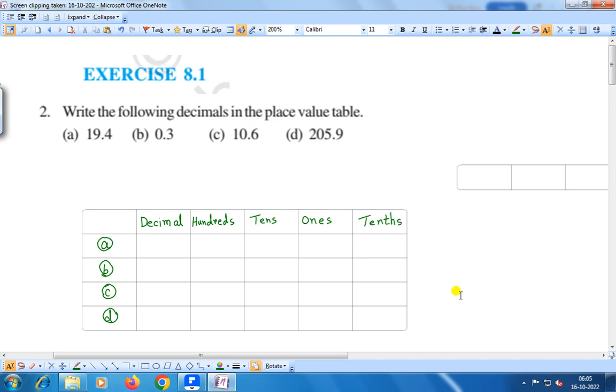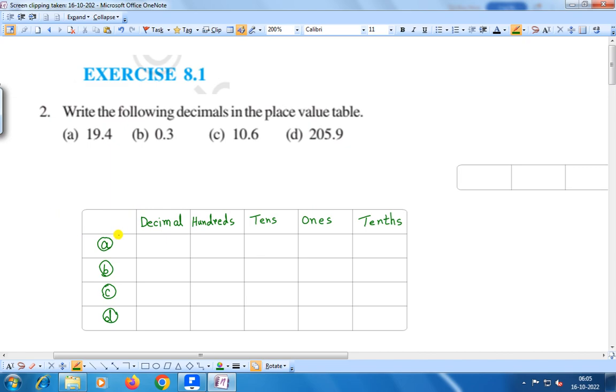Hello friends, today we shall discuss exercise 8.1 question number 2. Write the following decimals in the place value table. Here we have made a place value table. Here you see this is decimal, this is hundreds, tens, ones and this is tenths. Tenths means 1 by 10. Right? This is ones, this is tens, hundreds and decimal.